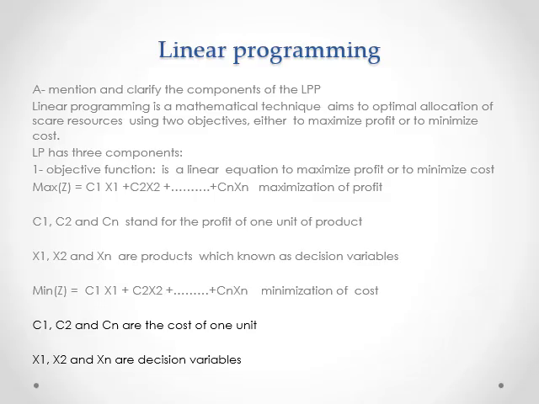هنا المكونات الثلاثة للبرمجة الخطية هي عبارة عن objective function دالة الهدف، constraint القيود، و non-negativity condition اللي هي شرط عدم السلبية.